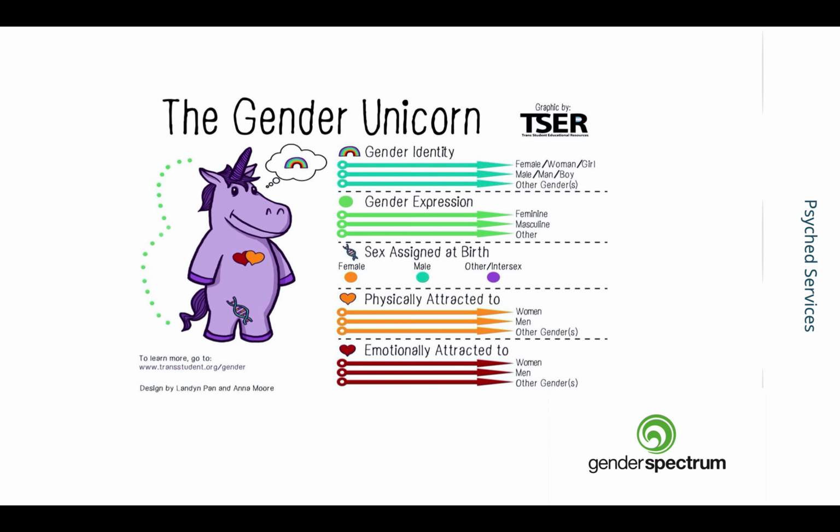I encourage you to go to Gender Spectrum or Google Gender Unicorn and check out this graphic. There's also some more explanation on the bottom half of the graphic that gives you a little bit more. It's a nice thing to have. Tack it up on your wall or just save it on your desktop if you're not already familiar with these different dimensions of gender, to help yourself remember the different aspects of gender.